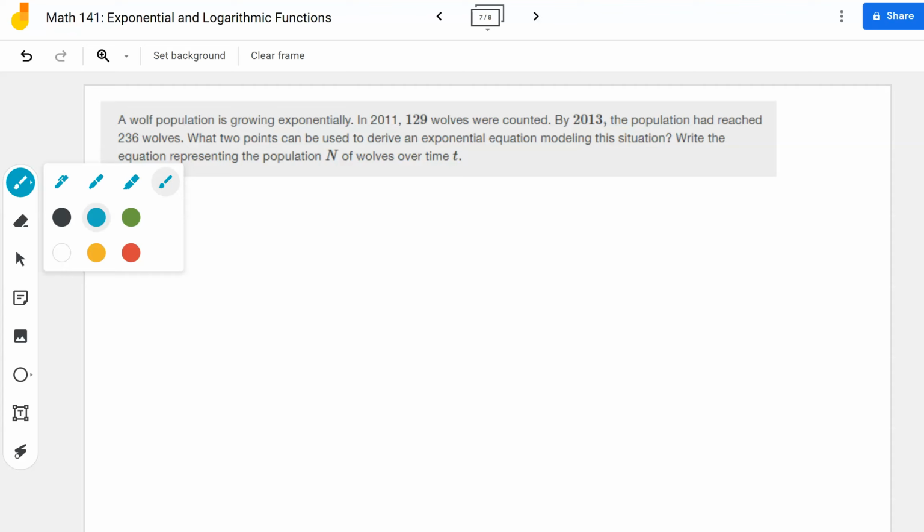It says a wolf population is growing exponentially, so they're telling us that we had an exponential model. They're telling us it's growing, so it's exponential growth. And then we keep reading. In 2011, we had 129 wolves, and in 2013, there were 236 wolves. What 2 points can be used to derive this? Write the equation.